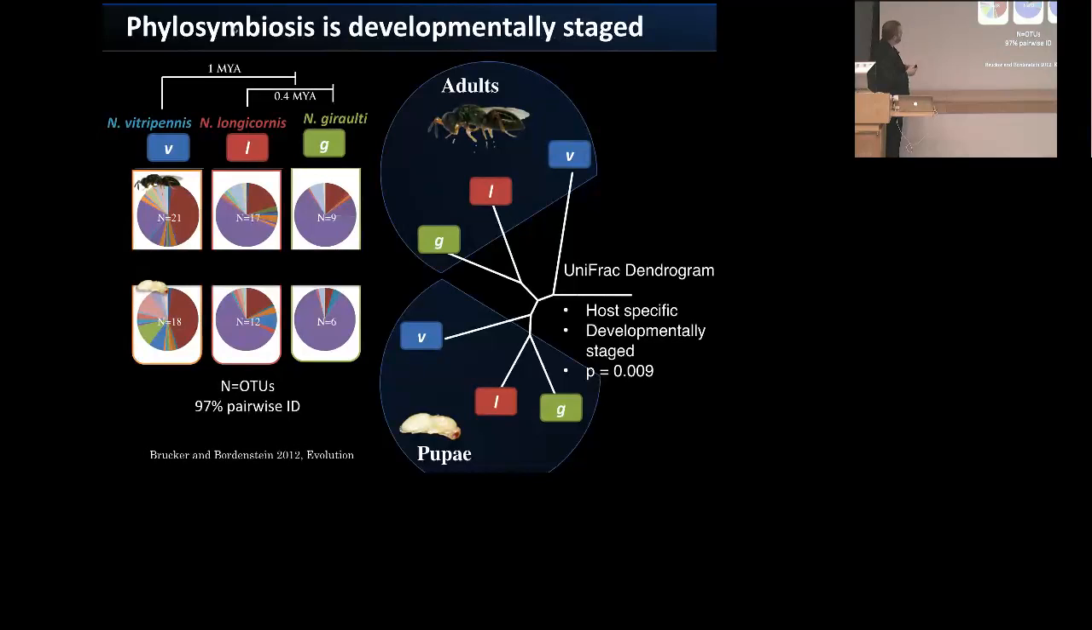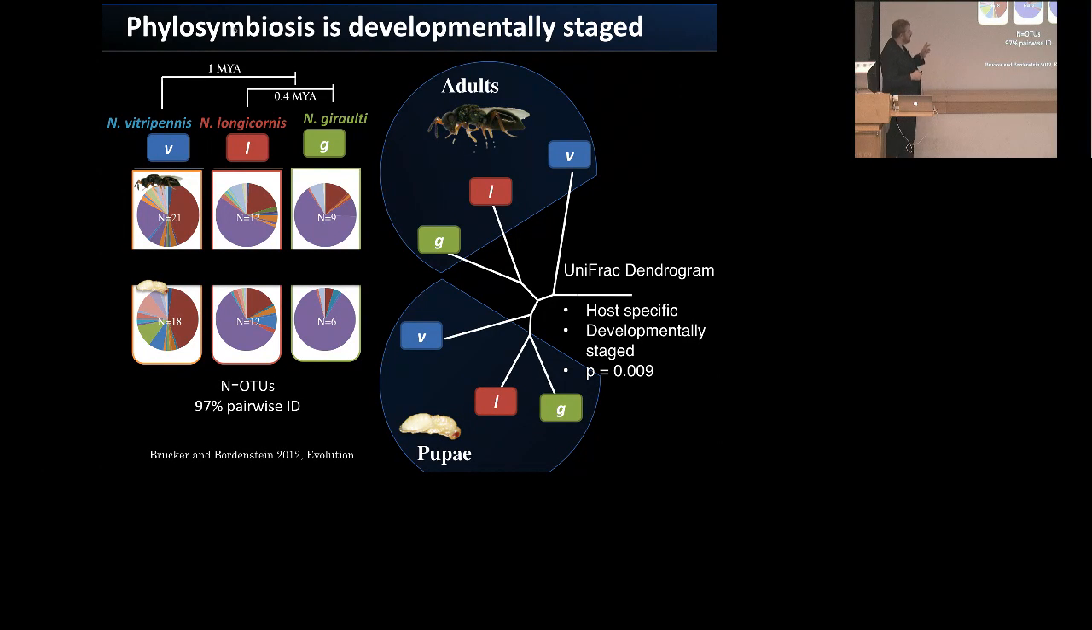So, using this phylogeny as a benchmark, we then proceeded to measure the diversity of the microbiome at different developmental stages. And so at the pupal stage, we see the vitripennis microbiome compared to the longicornis microbiome and the giraulti microbiome. And remember, longicornis and giraulti are more closely related to each other than they are to vitripennis. But the diversity in the pupal stage, the number of bacterial species observed, increases over development such that there's a kind of blossoming of microbial diversity.